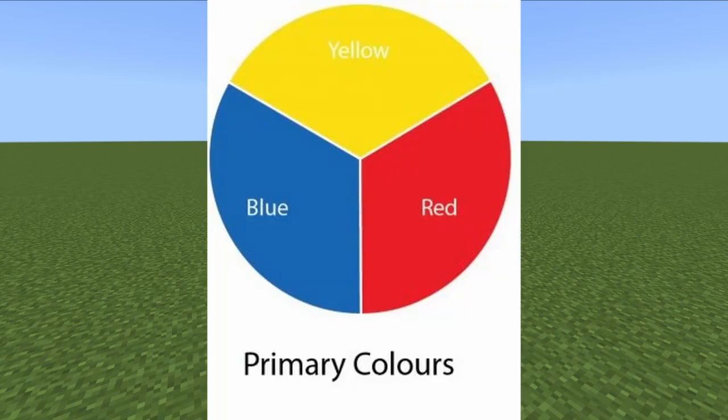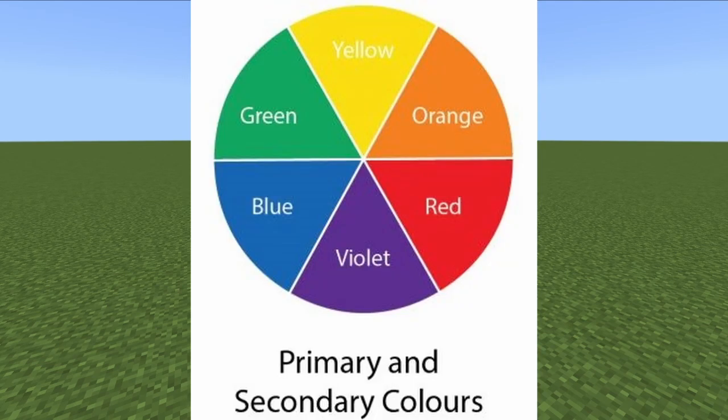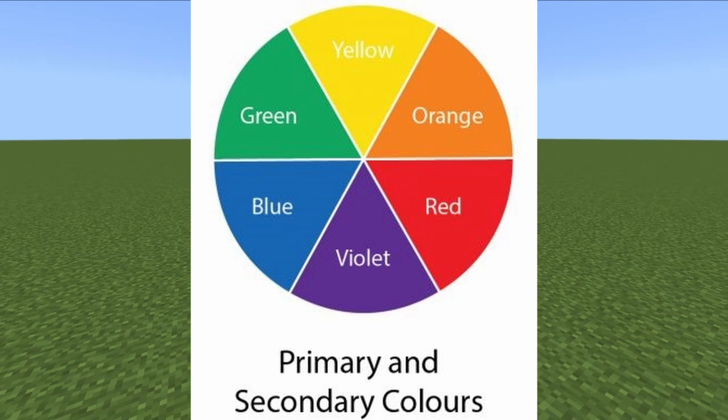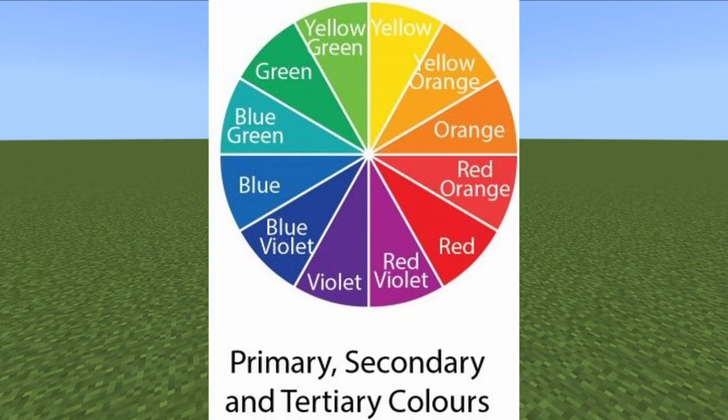Primary colors, your red, yellow, and blue. Secondary colors come from mixing these. So we've got red and blue make purple. We've got red and yellow make orange. And we've got yellow and blue make green. Tertiary colors come from mixing primary and secondary colors together, as you can see here on the rest of the wheel.